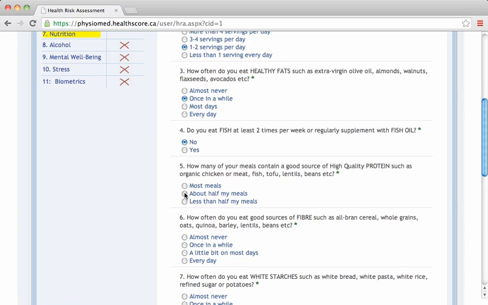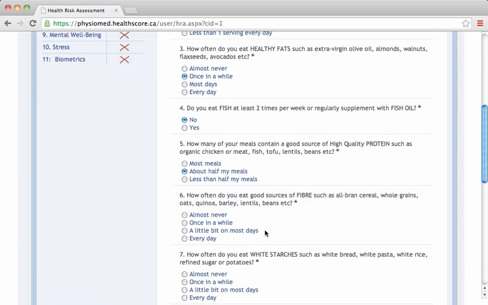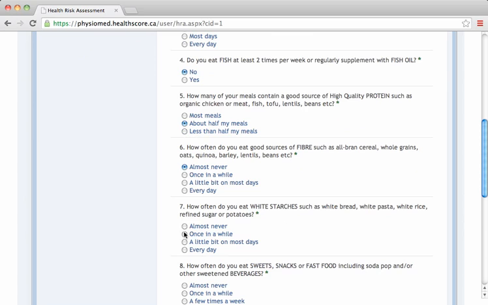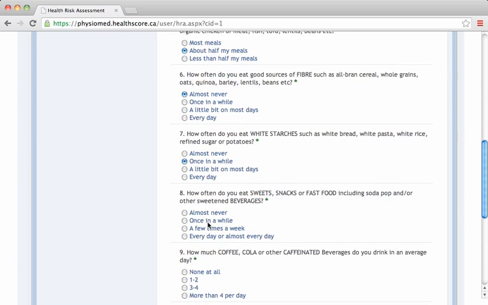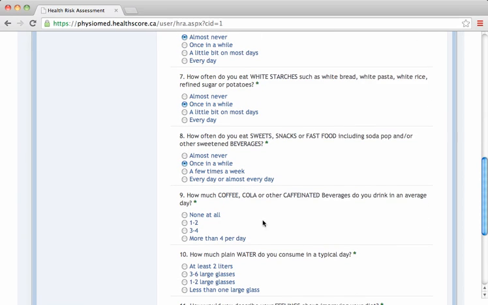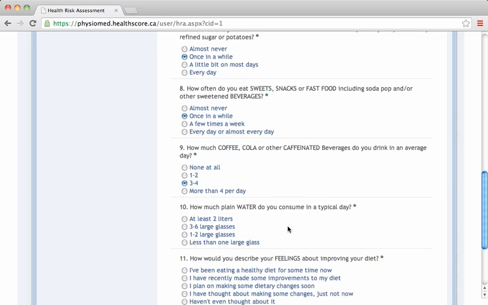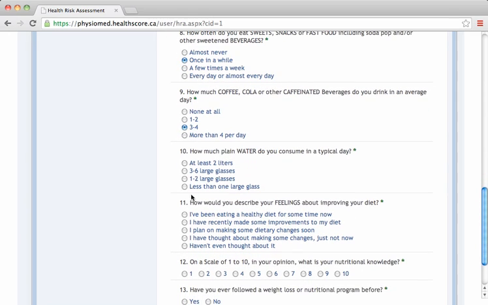About half my meals. How often do you eat a good source of fiber, such as all bran cereal, whole grains, oats, quinoa, barley, lentils, etc.? Almost never. How often do you eat white starches? Once in a while. Sweets, snacks, or fast food? Again, once in a while. Coffee, cola, 3 or 4. How much plain water do you consume in a typical day? 1 to 2 large glasses.